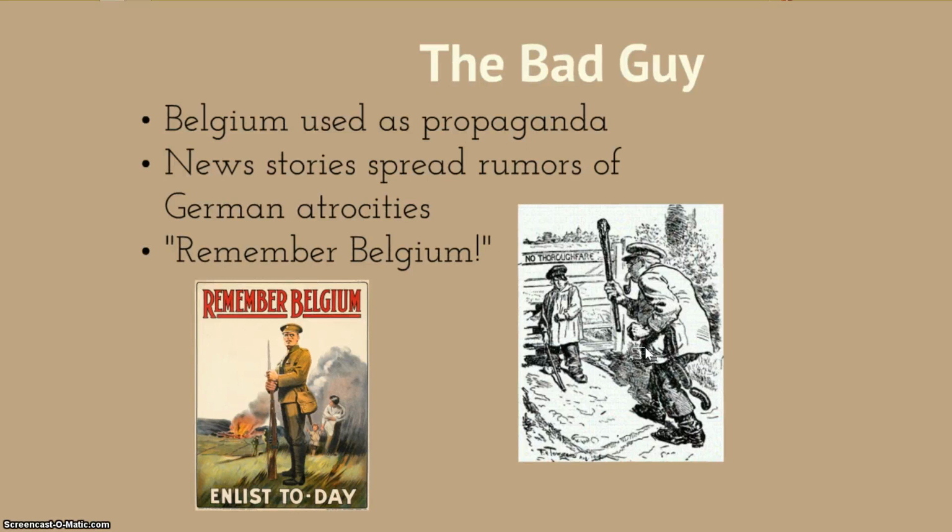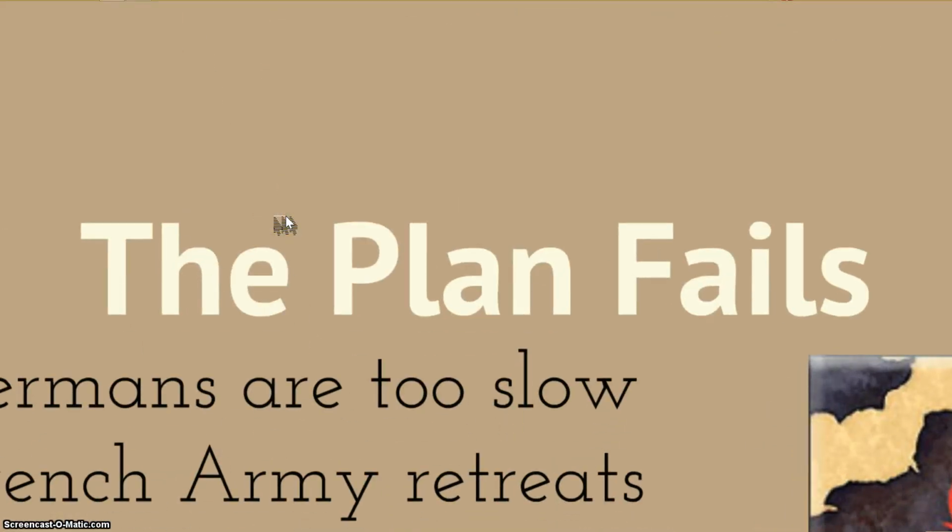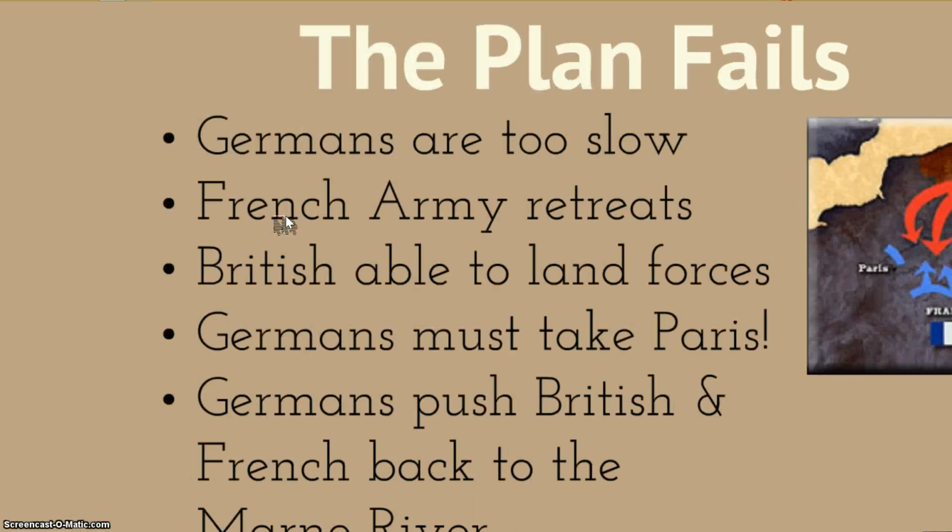Another example of propaganda is that a lot of propaganda is going to be used against the Germans for going through a neutral country. Here are some examples where you can see a young man being bullied by an older man, and that's supposed to represent Germany. If you see the sausages hanging down, remember Belgium. So again, a lot of propaganda is being used to turn public opinion against the Germans.